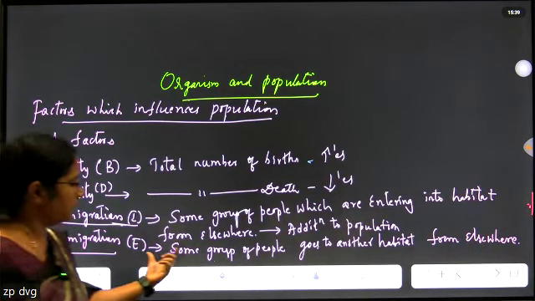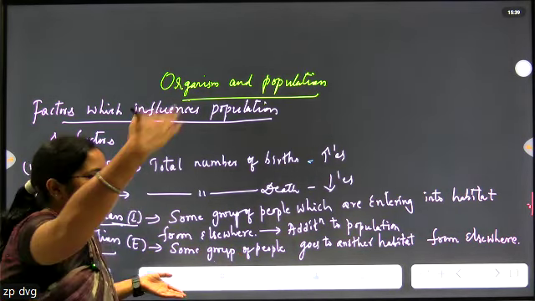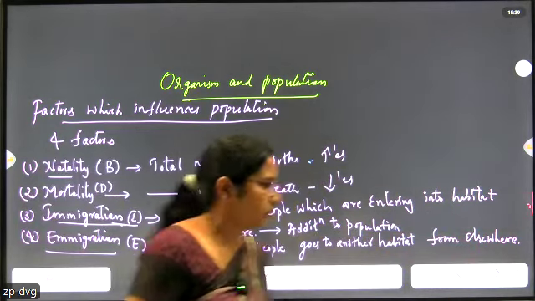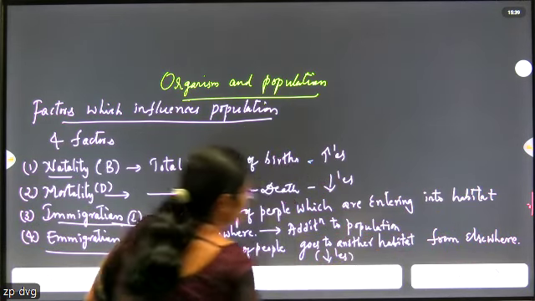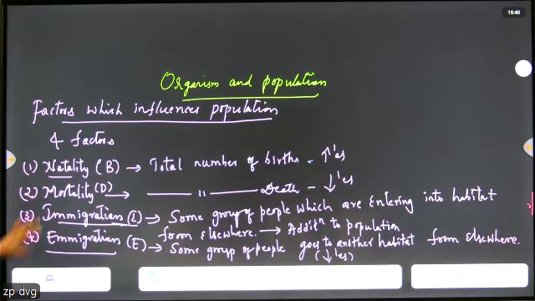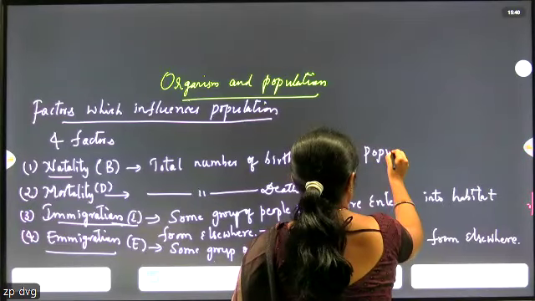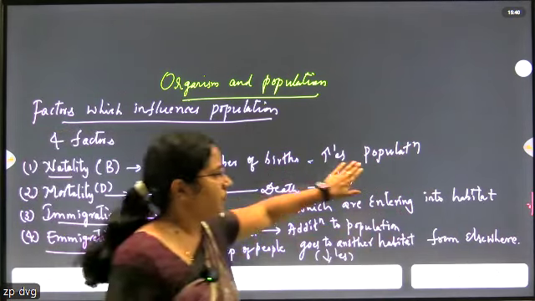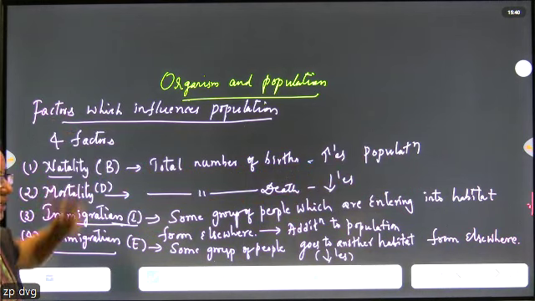Here you see some group of people goes to another habitat from their native habitat. So from elsewhere, to an unknown place, they are going, so obviously the population will decrease. So by studying all these four factors, natality is the total number of births, so that always increases the population because there is an addition of number of people to the population, so the population rate always increases.